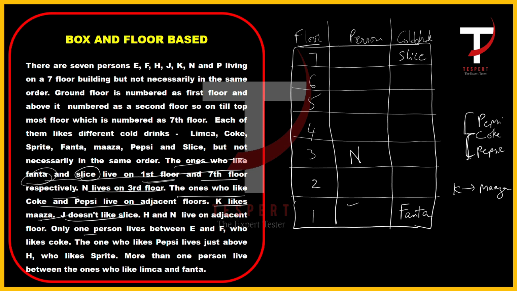J doesn't like Slice. Okay, J doesn't come here as he doesn't like Slice. So this is ruled out. Yeah. So only one person lives between E and F who likes Coke. Only one person between E and F. So here Pepsi, Coke and Pepsi.